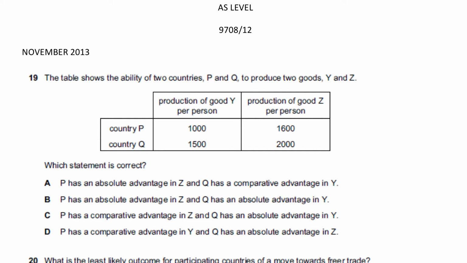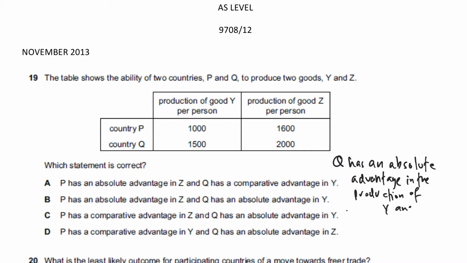Absolute advantage simply means who makes more. So if you look at country P, they make 1,000 of Y, while country Q makes 1,500 of Y. So country Q makes more of good Y, so therefore country Q has an absolute advantage in the production of good Y. Also, country Q makes more, which is 2,000 of Z, as compared to country P. So one could say that country Q has an absolute advantage in the production of both goods, Y and Z.